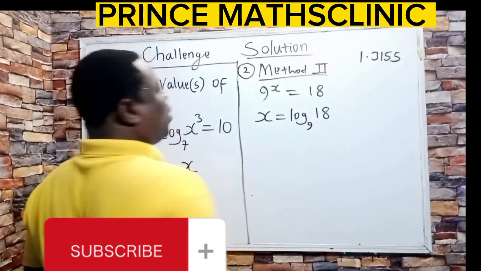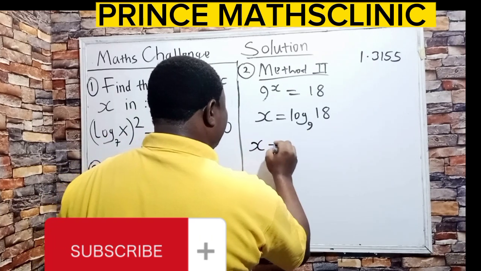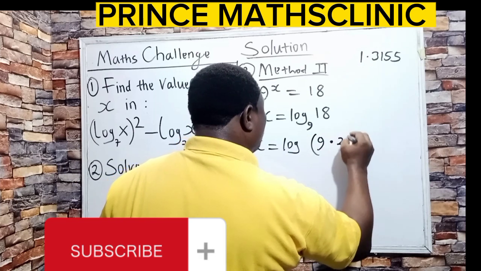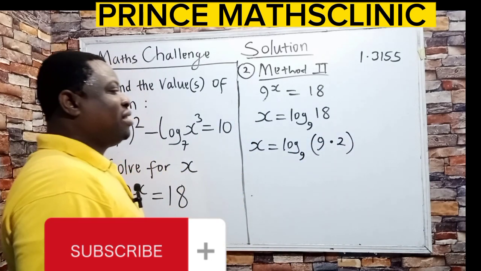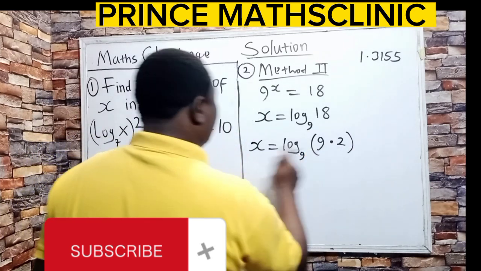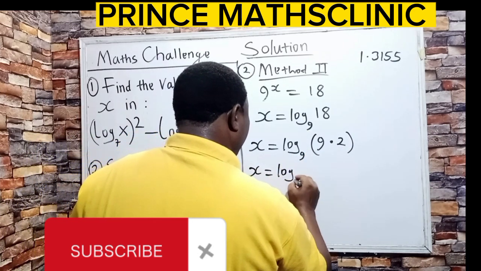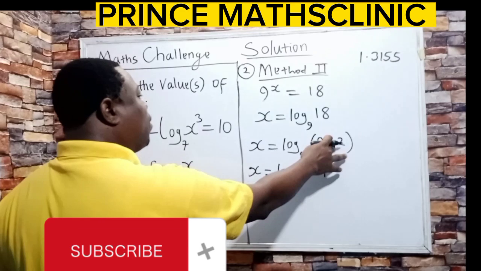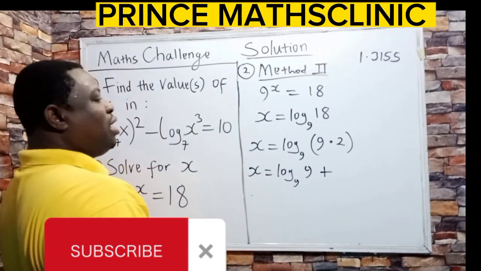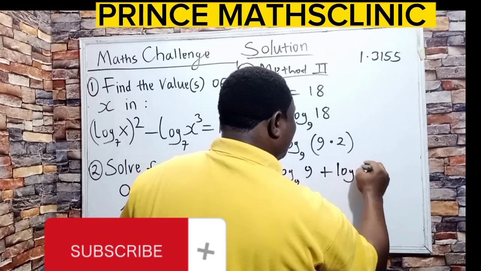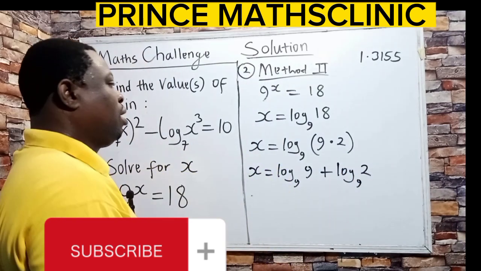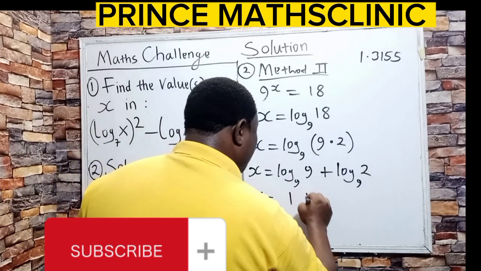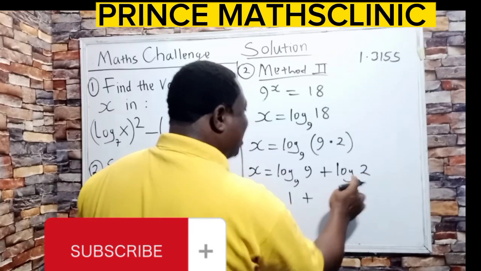Hence, I can further simplify this by saying x is equal to log 18, which is the same thing as 9 times 2. Remember, base 9. And what does this mean? It means my log 9 base 9 plus, because when a log under multiplication has the same base, you can add the logs. And log 9 base 9 gives us 1. This is 1 plus, then log 2 base 9.